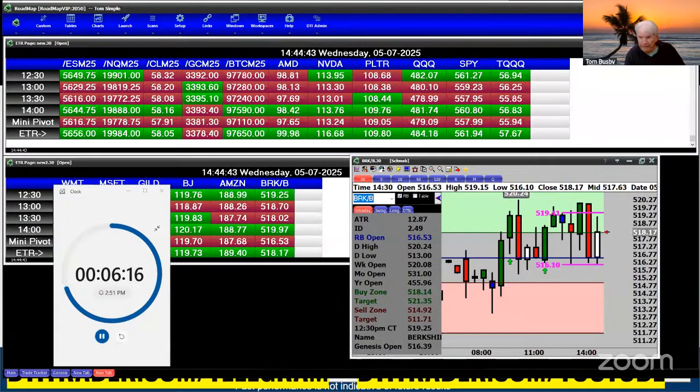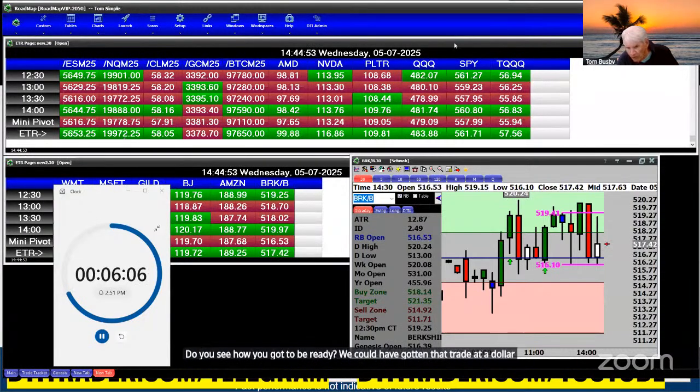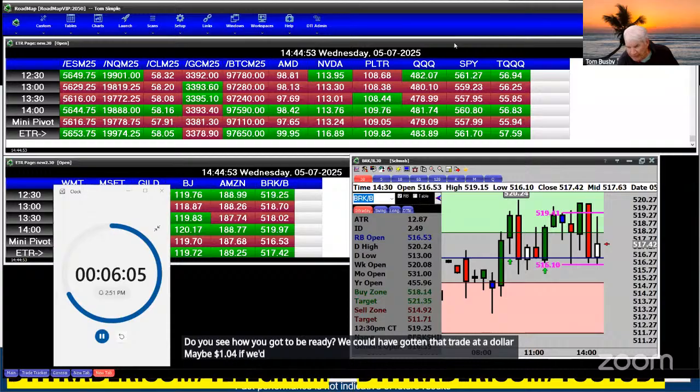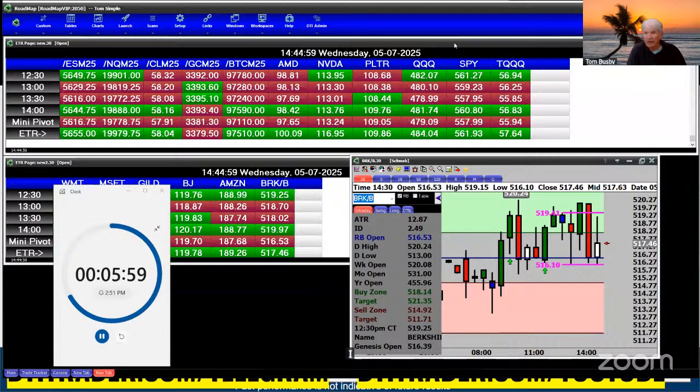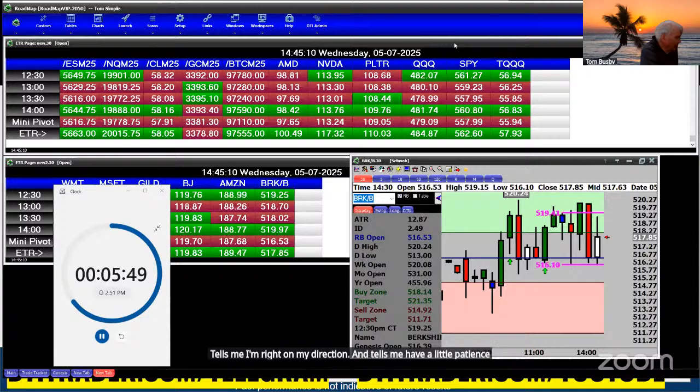Now, even after having a trade planned that way, do you see how you got to be ready? We could have gotten that trade at $1, maybe $1.04 if we'd had it set up, but I didn't have it set up. That was a mistake I made. But I like the trade because getting above 55 tells me I'm right on my direction and tells me have a little patience. I'm going to make a little bit more on that one.